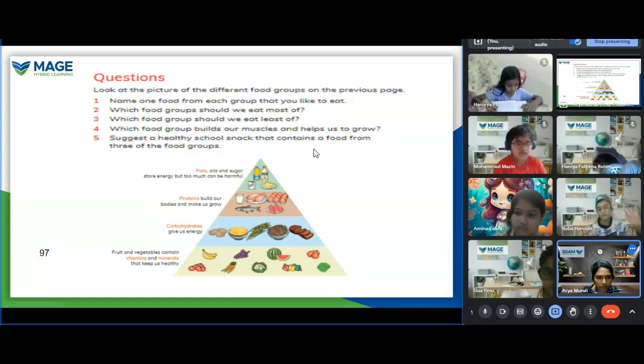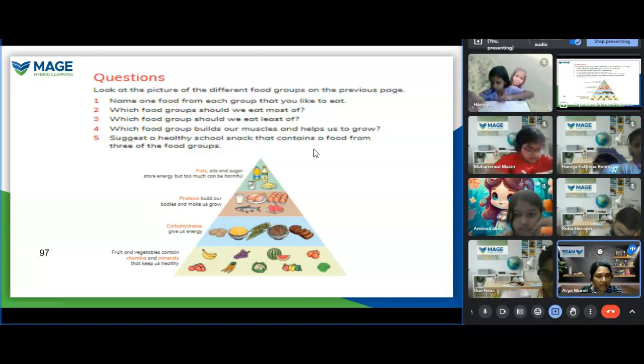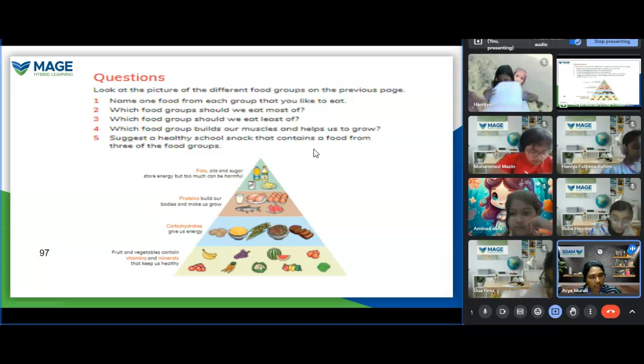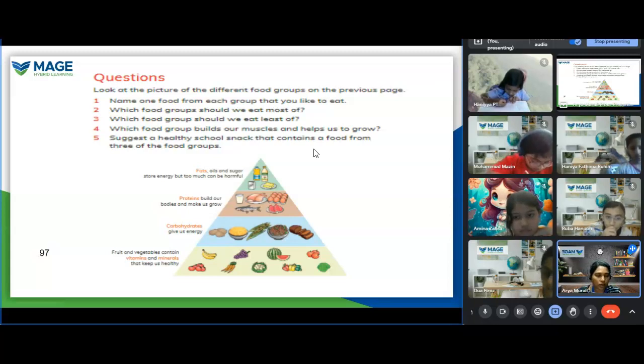Okay. Yes, like that. You can write three snacks. It cannot be repeated from the same group. It should be from different groups.